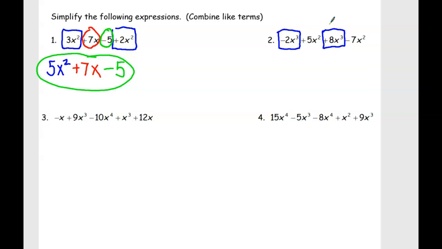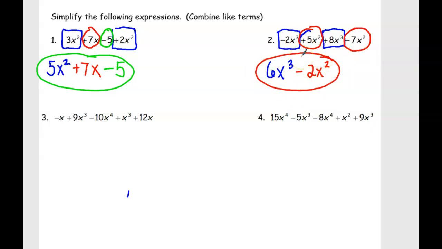So we've got a negative 2 and a positive 8 gives me a positive 6x to the third. Okay, and then I've got 5x squared minus 7x squared. 5 minus 7 is a negative 2 and the x squared. So that would be my answer there.